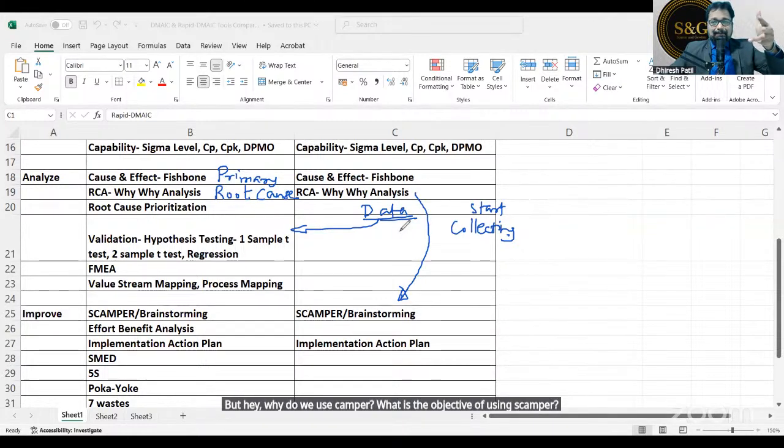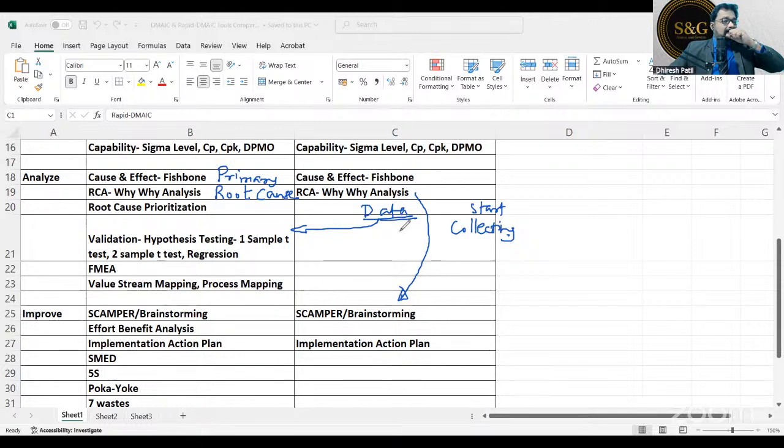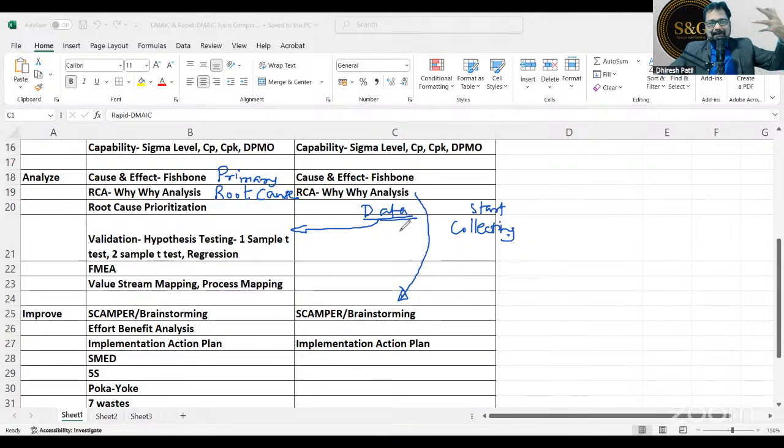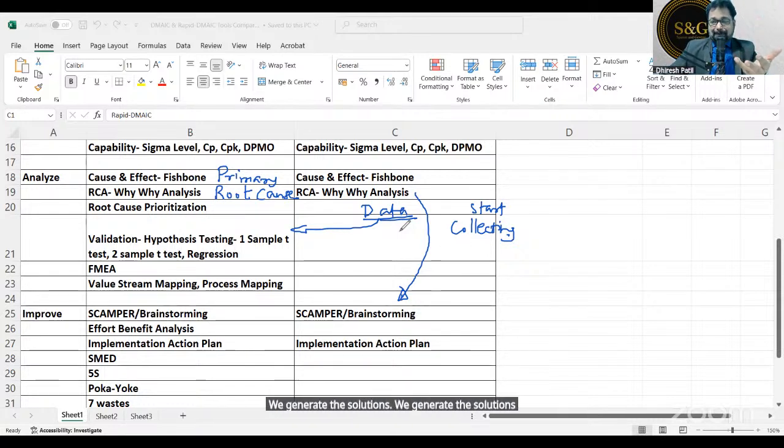Substitute, combine, add up, modify. What do we generate? Guys, type in the chat box. We generate what? Exactly, we generate the solutions. We generate the solutions of the problem, right? We generate the ideas and the solutions through SCAMPER.